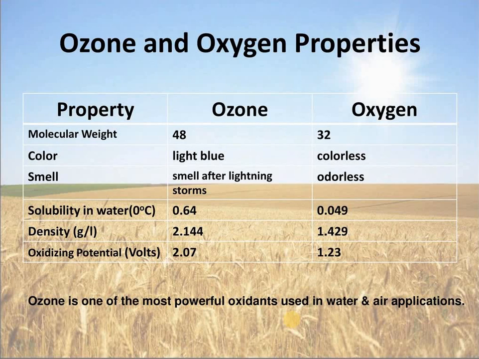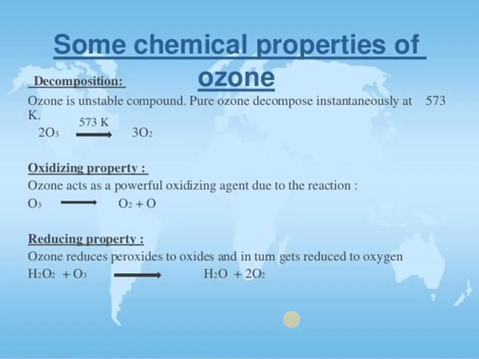Ozone is the most powerful oxidant used in water and air applications. We are seeing ozonization, you are doing ozonized water for killing the bacteria. Similarly, in the shopping malls or in the movie theaters, this ozone is used as a disinfectant. Now decomposition, as I told you earlier, takes place at 573 Kelvin, and apart from that you can use a catalyst also, like platinum or copper oxide. So this also helps in the decomposition of O3 to O2.